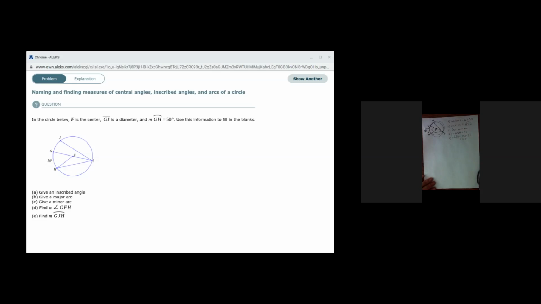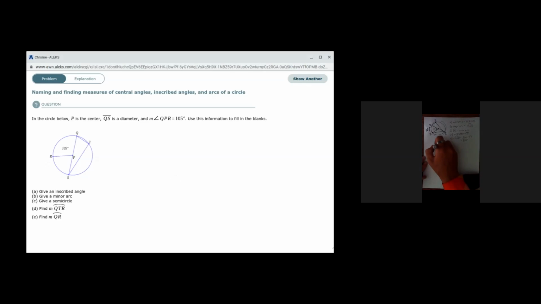Cool. Should we do another one? Yeah, let's do another one. Show another. Loading, loading, loading. I know it's going to be a circle question, so I'm just going to put it up here. A little bit bigger this time.